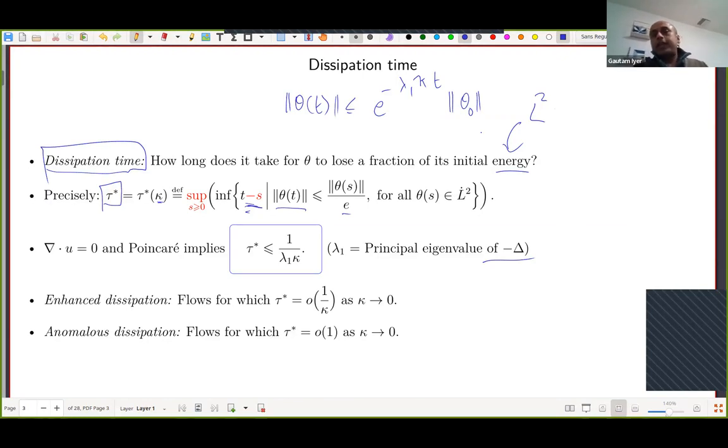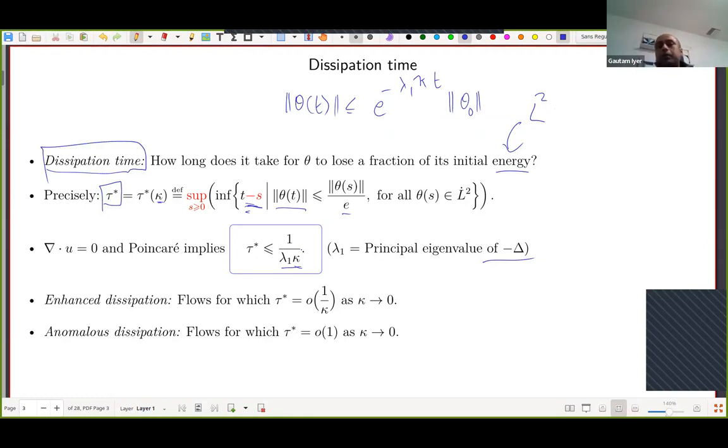So if I have decay like e to the minus lambda 1 kappa t, then the amount of time I need to wait to lose 1 over e times the initial energy is just 1 over kappa lambda 1. In other words, my dissipation time is of order 1 over kappa.